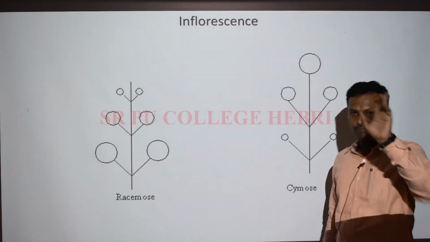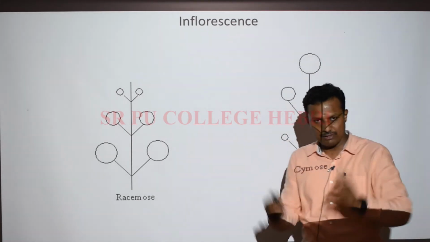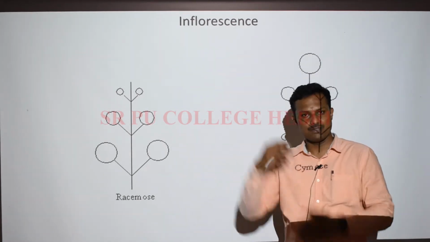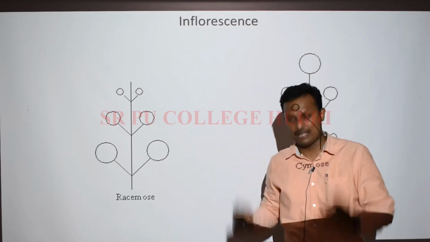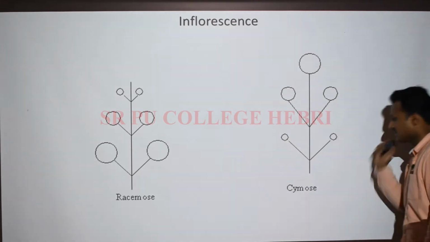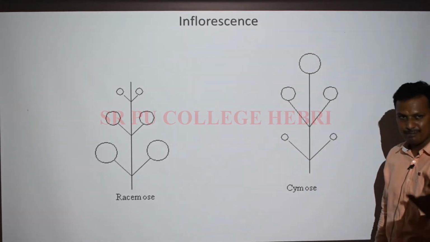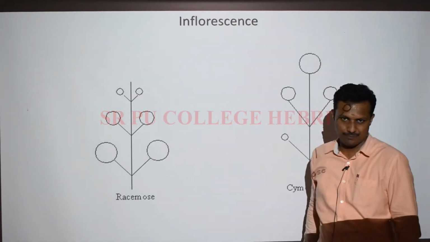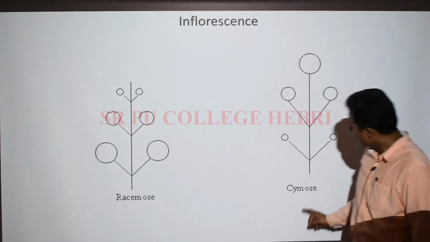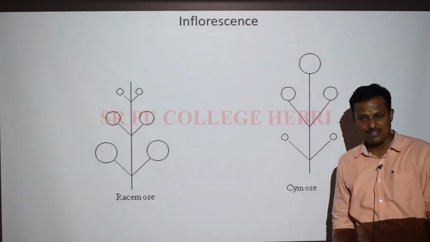Inflorescence. The two types of inflorescence you have learned. You know the definition of inflorescence. It's a bunch of flowers produced on the axis of the stem, which has been modified to form the floral axis. So racemose and cymose are the two types of inflorescence. Here, these schematic diagrams are showing the acropetal succession in the case of racemose, basipetal succession in the case of cymose. You know what is acropetal and basipetal?